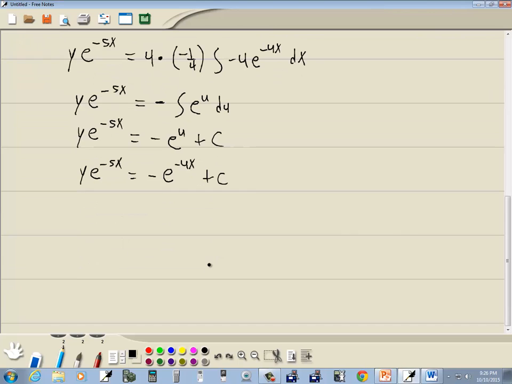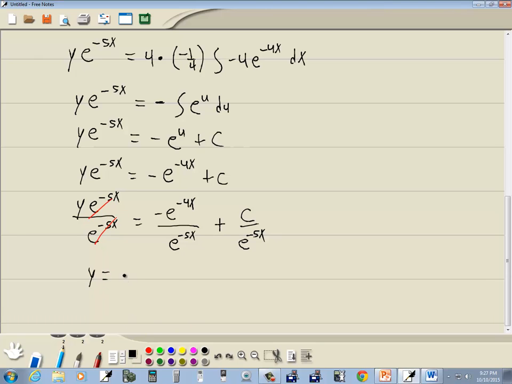Okay, now we're going to solve for y, so we need to divide everything by e to the negative 5x. So we'll divide this by e to the negative 5x. And we'll divide the c by e to the negative 5x. Well, those are going to cancel there.